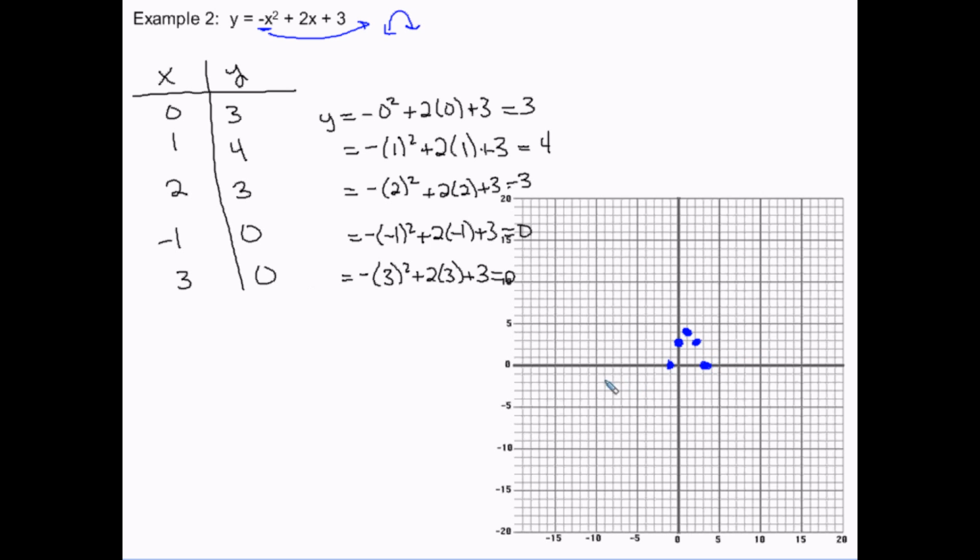And we could stop here, but if you'd like to get a better sense of the graph, you can keep going one on each side. I'm just going to go ahead and stop and connect my dots to make my U. And there's my graph.